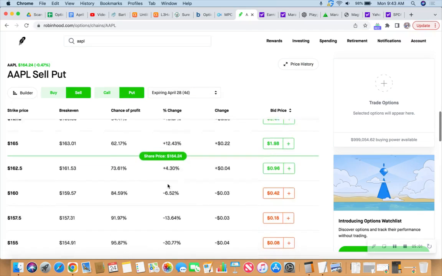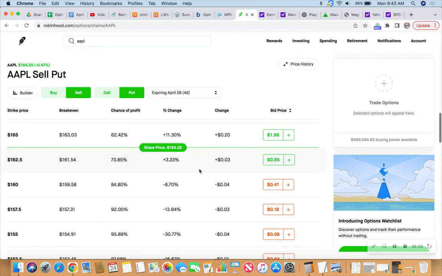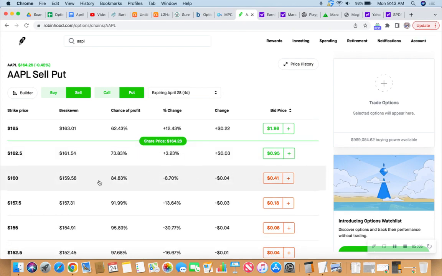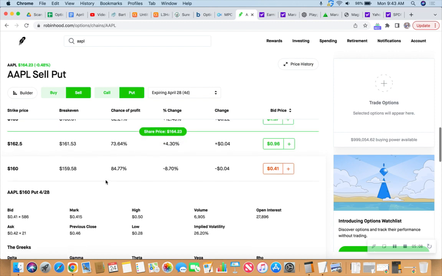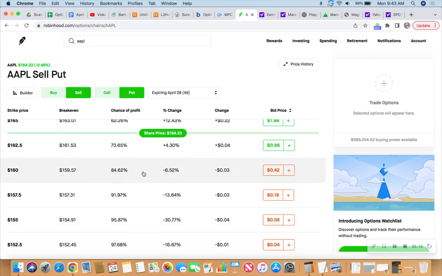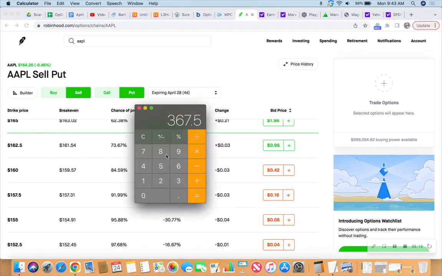So if we look at the Apple here, what's the delta on this? 15, 16, 17, the 17 delta, 42 cents on 160. Now it's a short trade, so there's still some action there. 42 on 160. We divide it by our 4 days to expiration, multiply that by 365. You're at 23.9%.